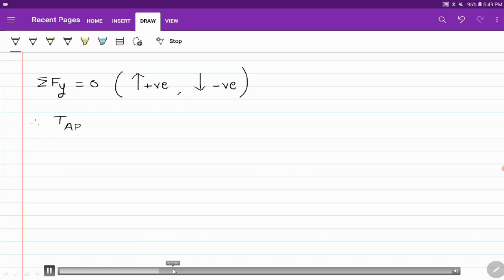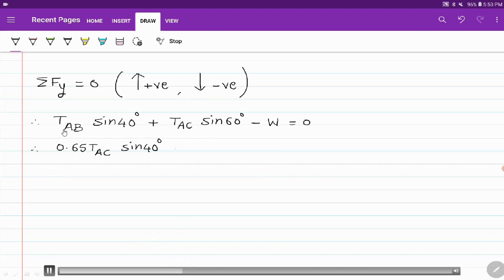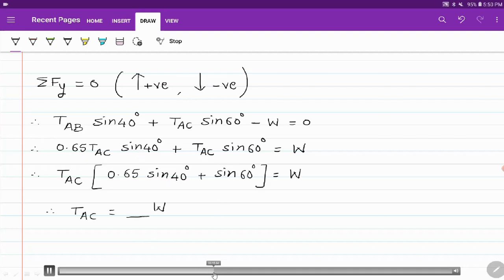Similarly, apply the other condition of equilibrium, that is summation of forces in the y direction is equal to 0, with upward force positive and downward force negative. Two forces act in the upward direction and W always acts in the downward direction. So TAB sin 40 plus TAC sin 60 act upward, W acts downward, so it is negative. Now TAB is 0.65 times TAC. Transfer minus W to this side, so it becomes positive. Take TAC common from both terms, so it is TAC times 0.65 sin 40 plus sin 60, which is equal to W.